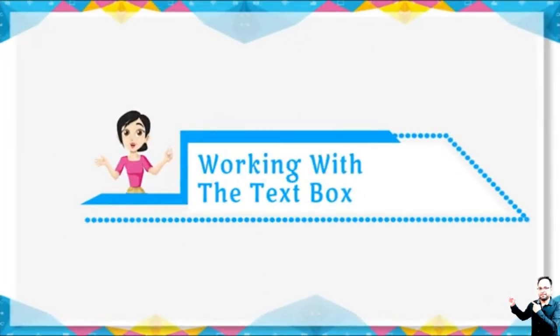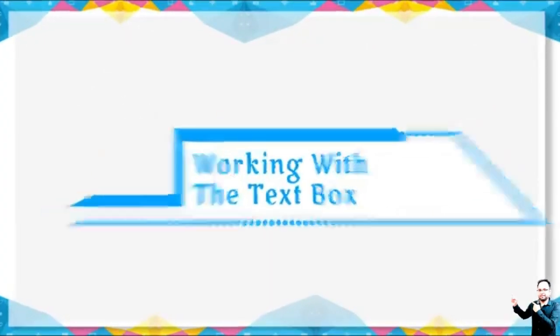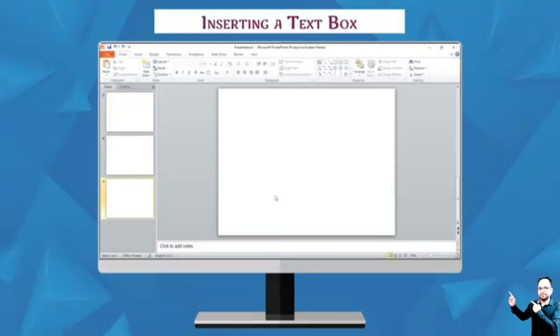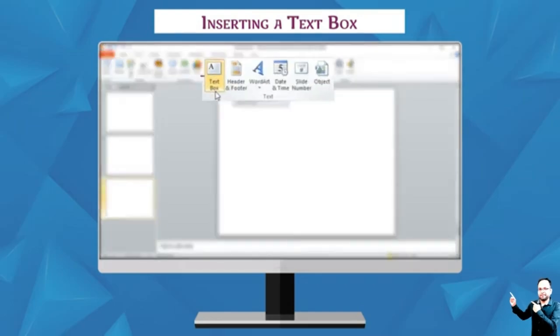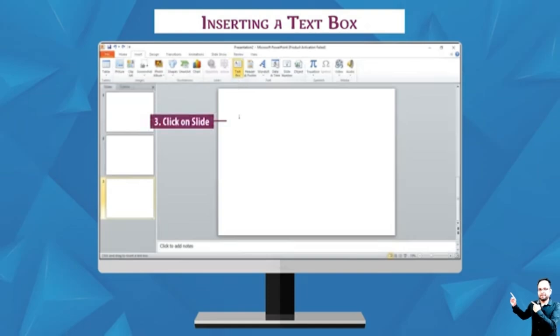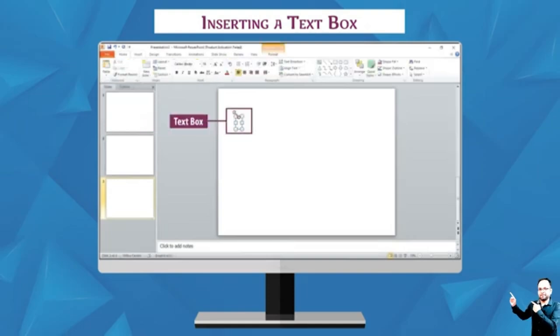Working with the text box. You can insert a text box on a slide. You can use a text box to place text and images in it. Inserting a text box. To insert a text box, follow these steps. Click on the Insert tab. Click on the text box in the text group. Click on the slide. Text box appears in the slide. The insertion point appears. Type directly into the text box.